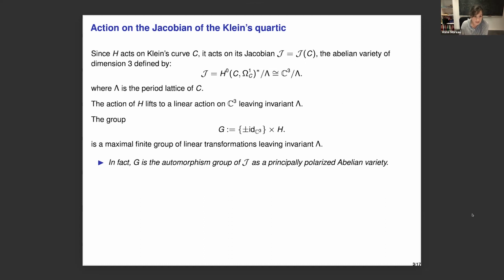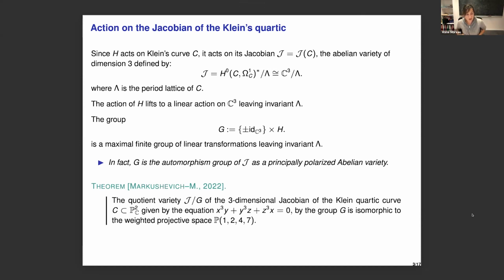So our main result is the following. The quotient variety of J by its automorphism group, so this group G that I consider, is a weighted projective space with weights 1, 2, 4, 7. So in particular, it is a complete toric variety, a singular complete toric variety. So this is the main result.